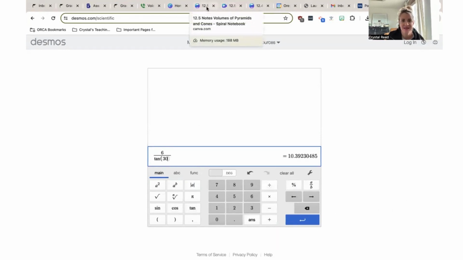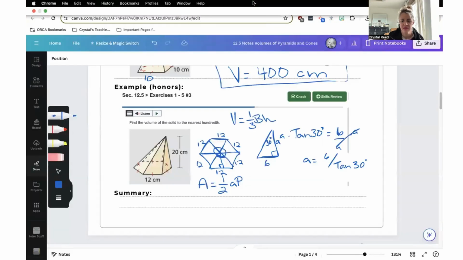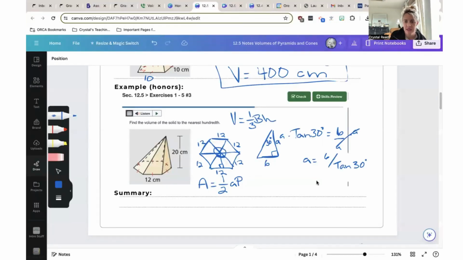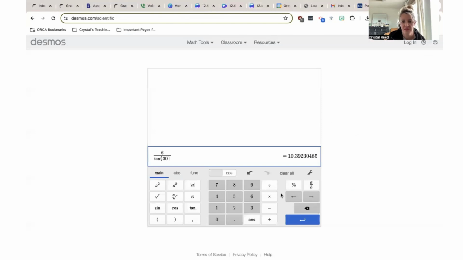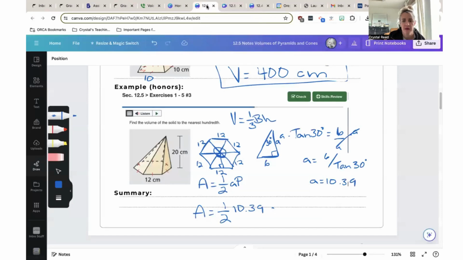10.39. So A is 10.39. Okay, we're going to take that, plug it in here. Area equals 1/2 our apothem, 10.39, times our perimeter, 12 times 6. Brain doesn't do mental math right now. 12 times 6, 72.